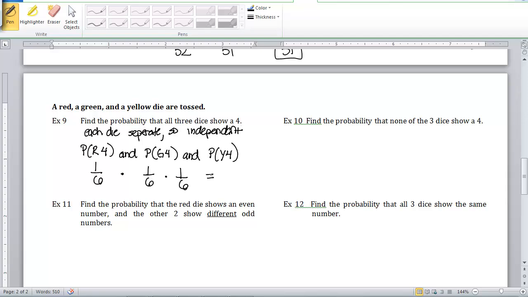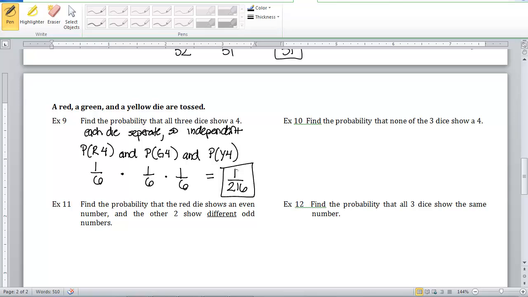And so since each die only has 1 four but 6 numbers, each one is going to have a 1 out of 6 chance of getting a 4. So since I need all 3 events to happen, we're going to multiply, and that multiplies to 1 out of 216. Let's now look at the example below, number 11, and then you can do 10 and 12 on your own.